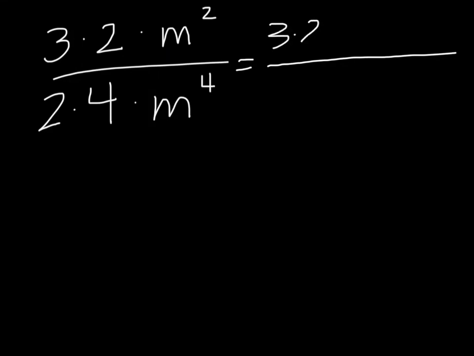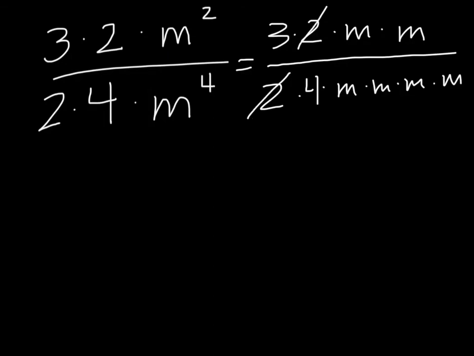I have 3 times 2 times m times m. And in my denominator, I have 2 times 4 times m times m times m times m. M squared divided by m to the 4th. So now I'm going to start canceling common factors. So 3 in the numerator, I don't have a 3 in the denominator. 2 in the numerator, I have another 1 in the denominator, so those are going to cancel. M in the numerator with 1 m in the denominator. Another m, I have another m in common between the numerator and denominator. And that's all that I have in common between the two of them.